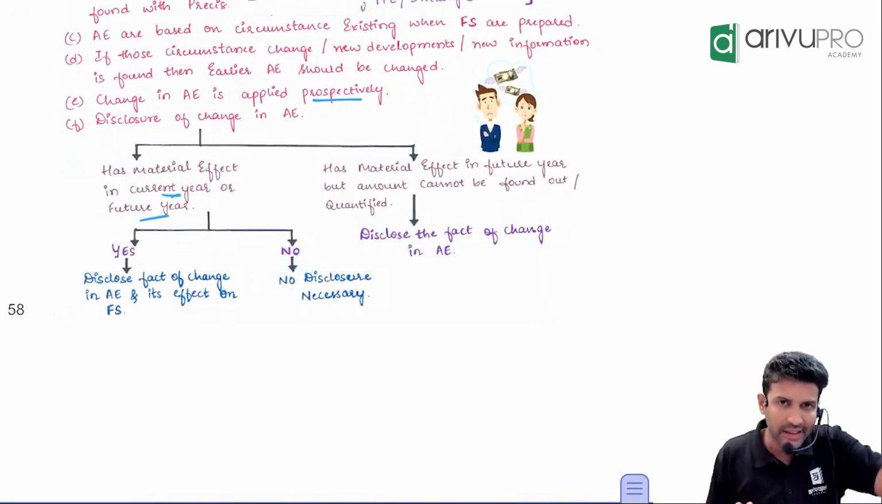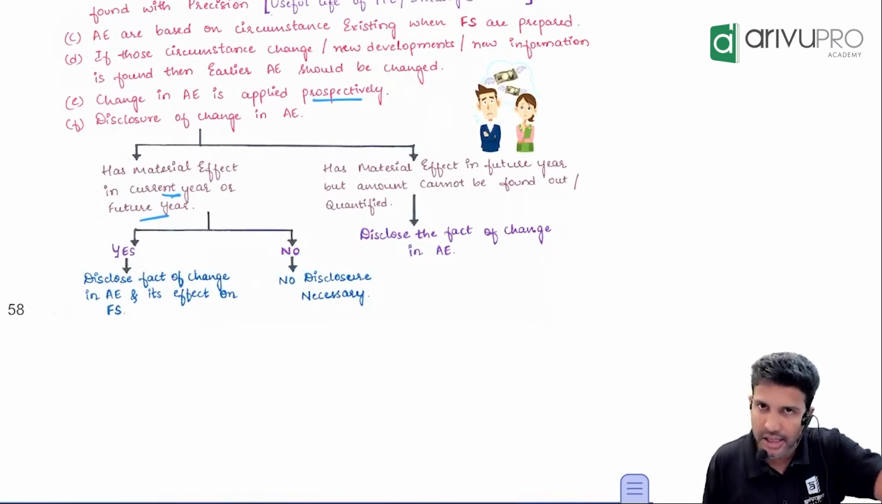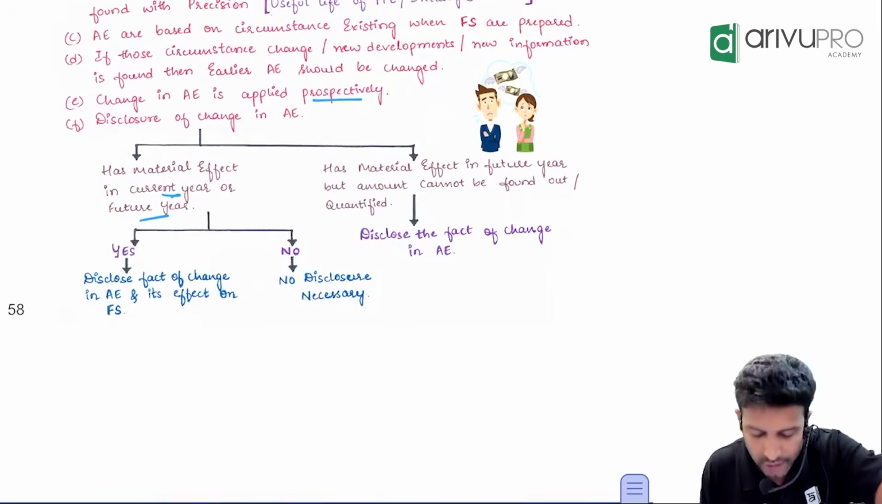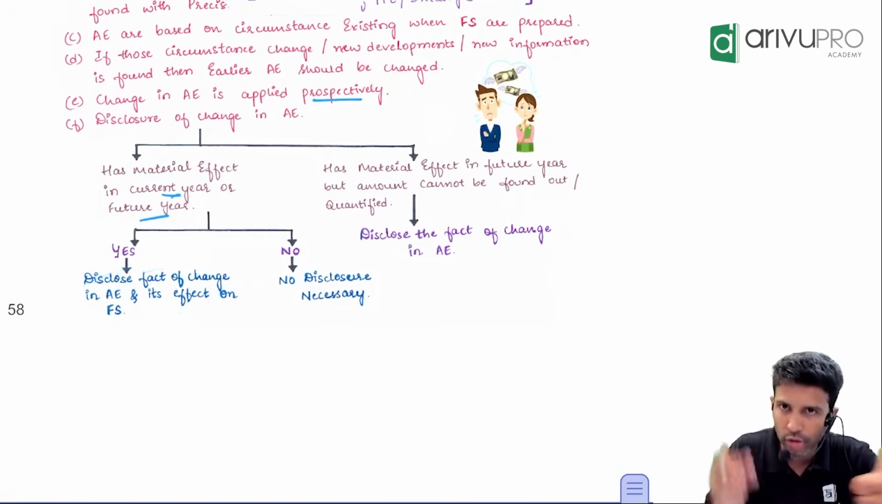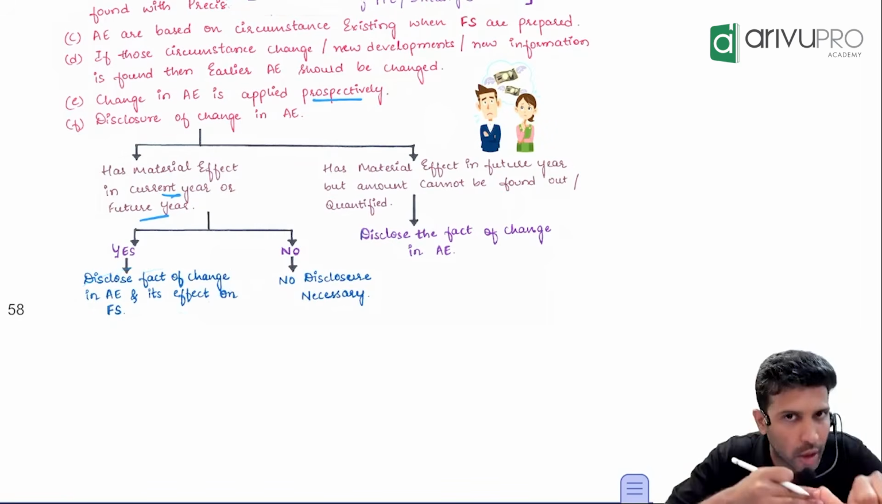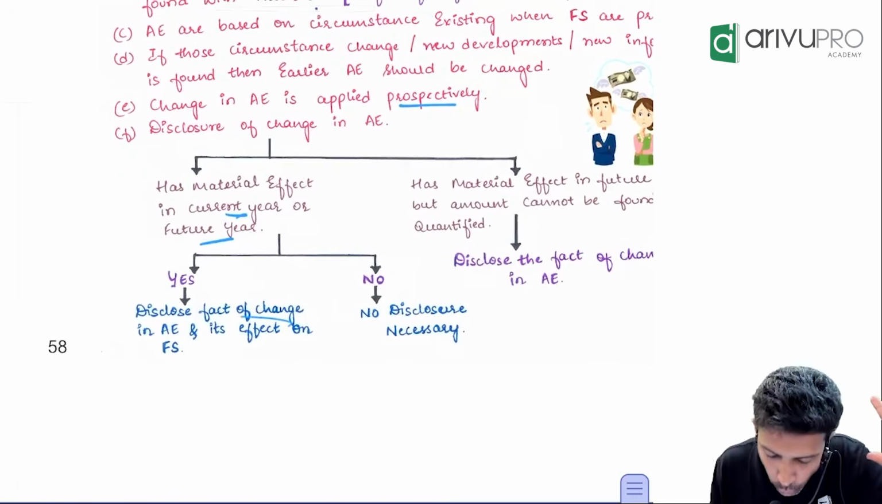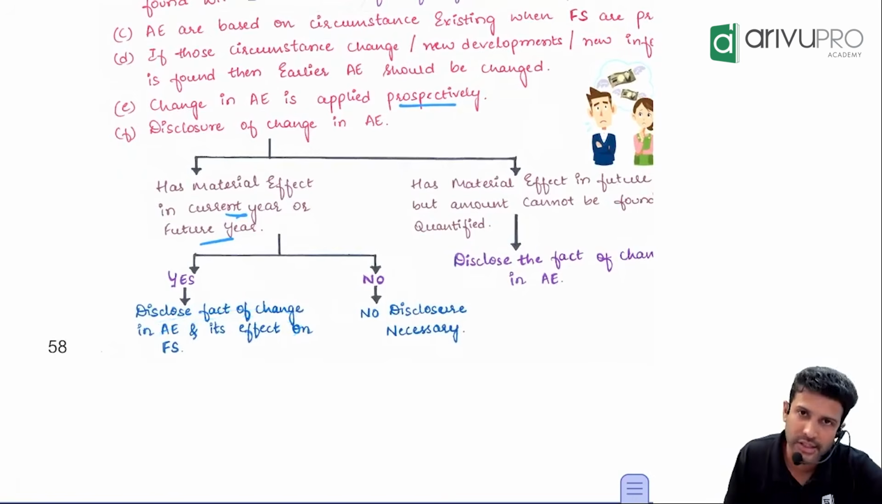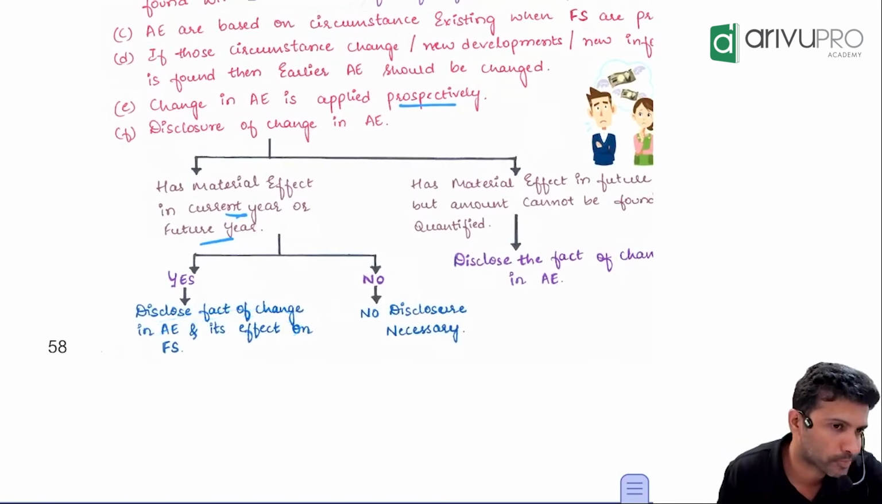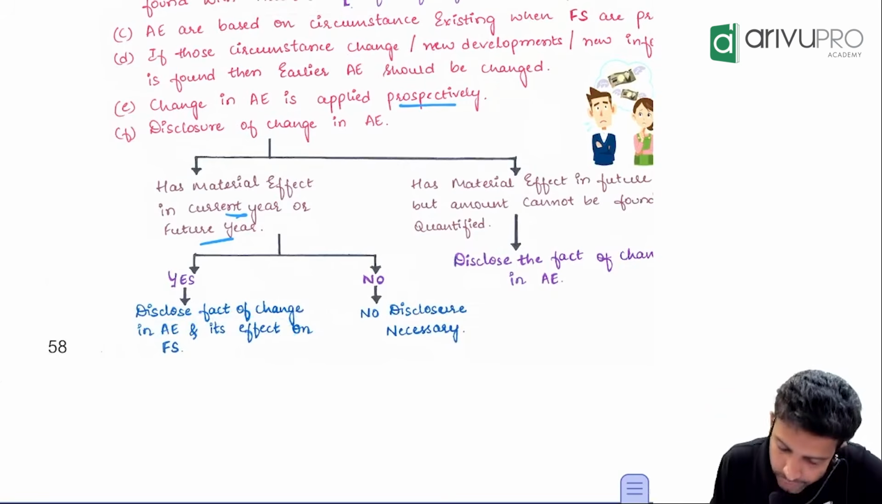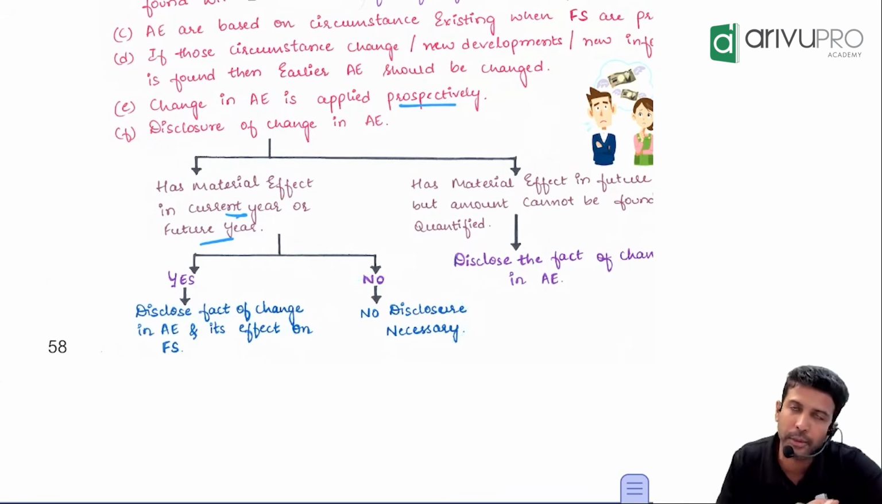If it's a material impact in the financial statement, either in the current year or next year, you have to disclose the fact that you have changed an accounting estimate, as well as how it affects your financial statement. That also has to be disclosed. If, however, there is an insignificant effect, it means no disclosure is necessary.